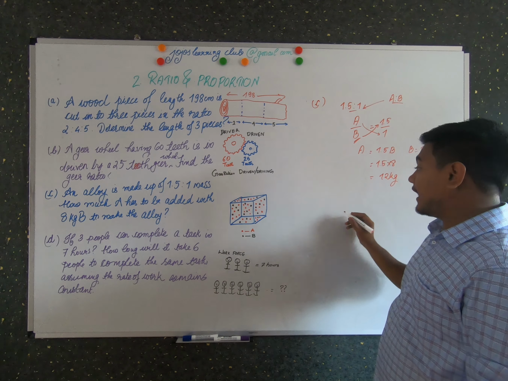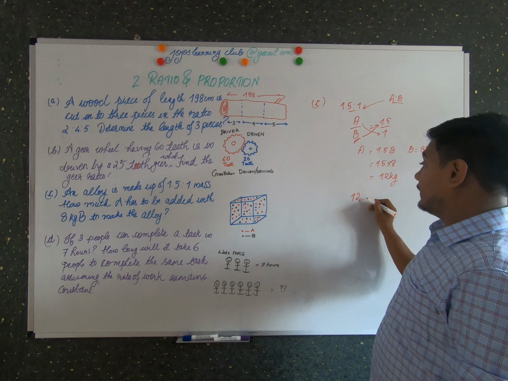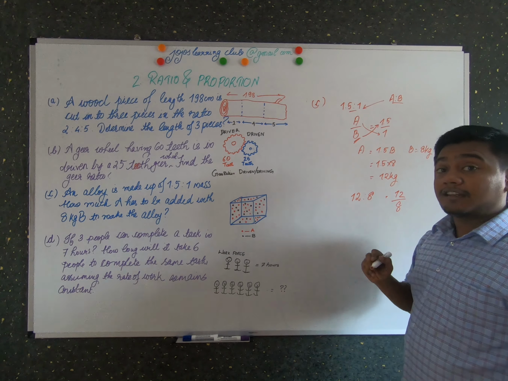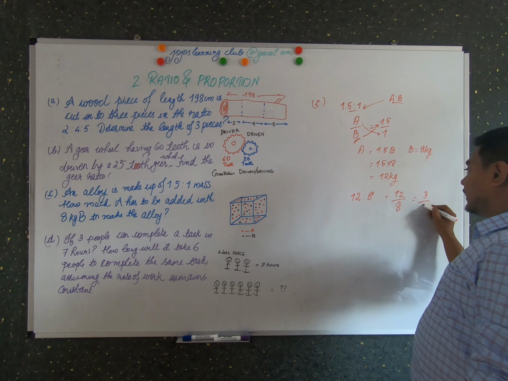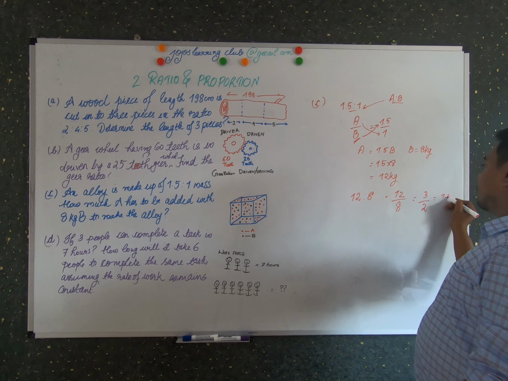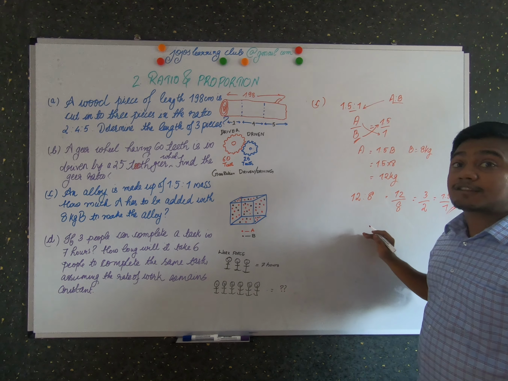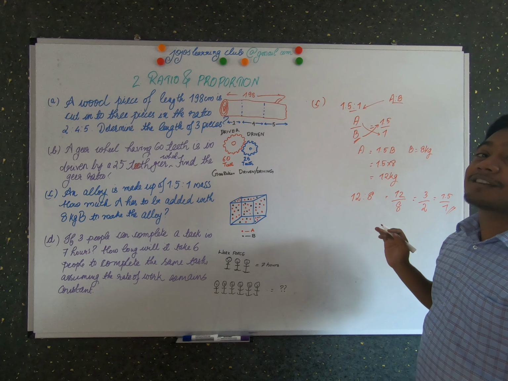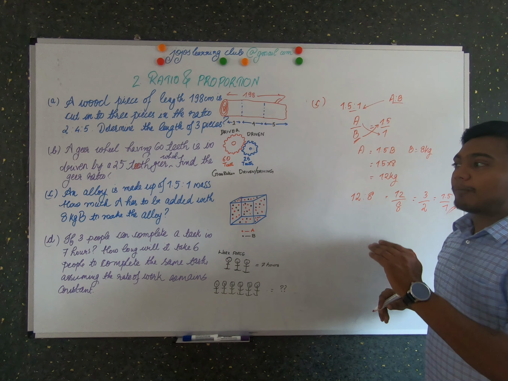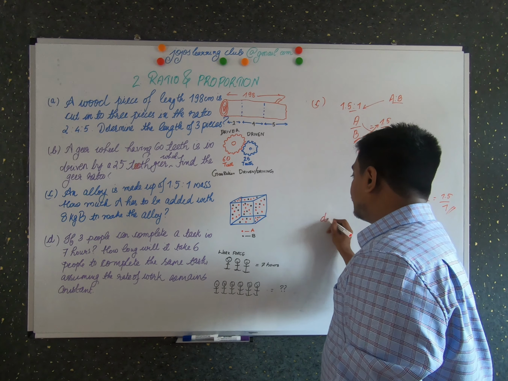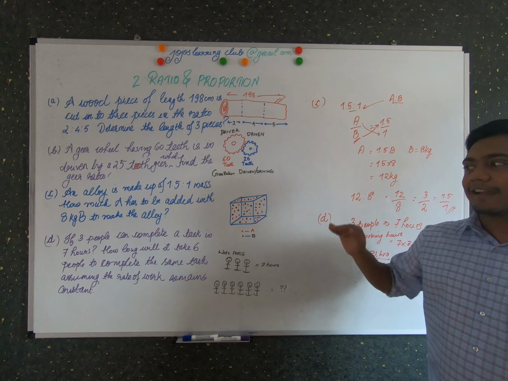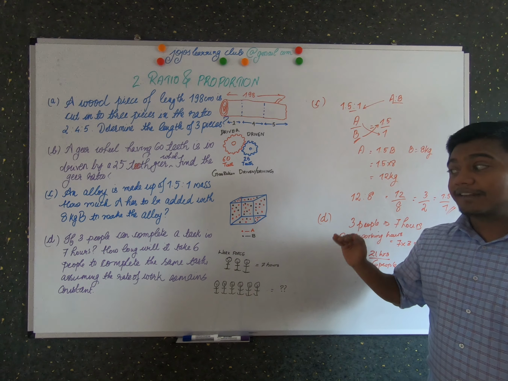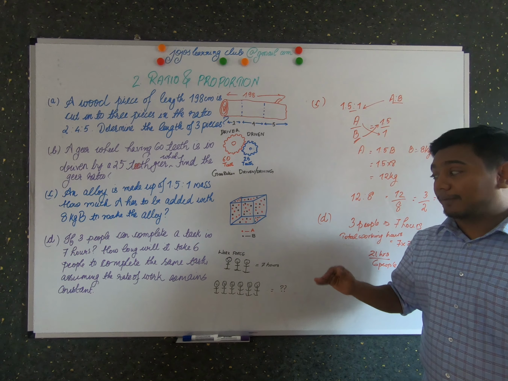So the ratio of this alloy is 12:8. That is 12 by 8. When you write it in the smallest fraction, you can write it as 3 by 2 or 1.5:1. This I did just to make you understand. So the final answer, we have to find here A, and the value is 12 kilogram. So that's all about the problem number C. And now let's discuss the next problem. If 3 people can complete a task in 7 hours, how long will it take 6 people to complete the same task, assuming the rate of work remains constant.